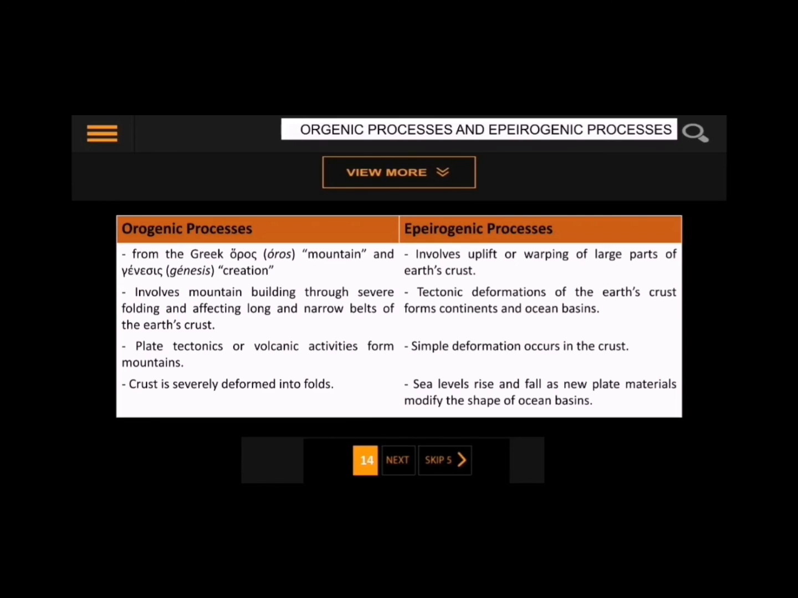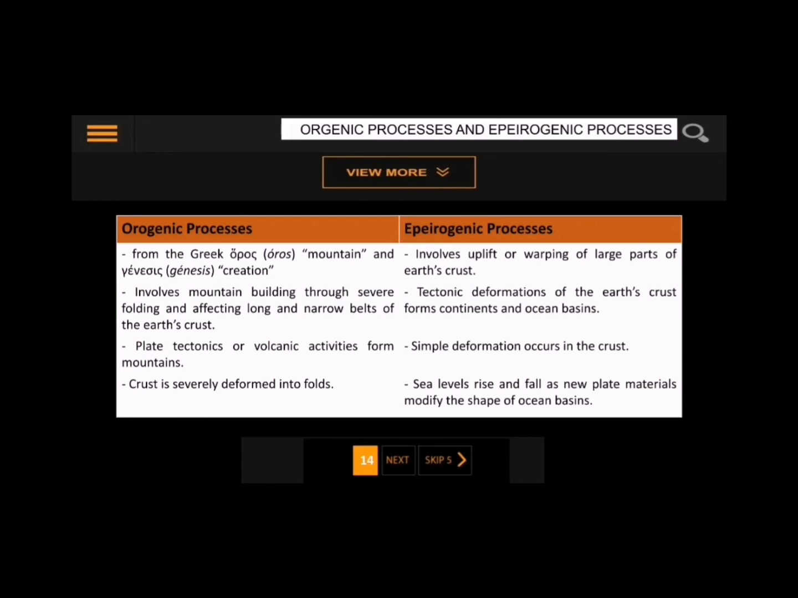Now let's move on to the epeirogenic processes. Epeirogenic comes from Greek word epeiros, meaning land, and genesis, meaning creation. It involves the uplifting or warping of large parts of the Earth's crust. Tectonic deformations of the Earth's crust form continents and ocean basins. Sea levels rise and fall as new plate materials modify the shape of ocean basins. An example would be the creation of rift valleys and fault lines.